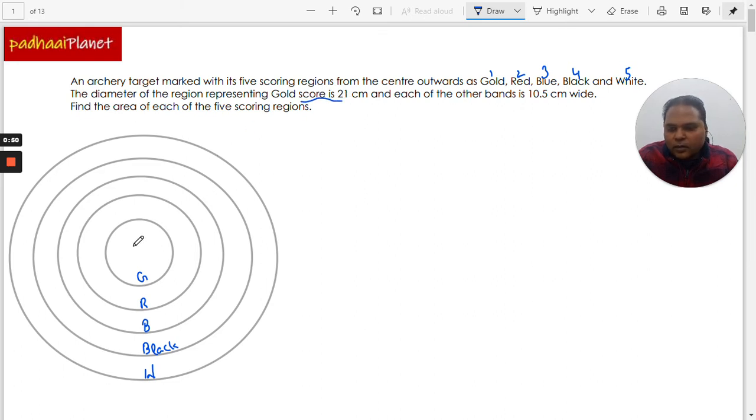Now what they are saying is that the diameter of the region representing score gold is 21 centimeters. So the radius of the gold region is 10.5 centimeters, and they are also saying that each of the other bands is 10.5 centimeters wide.